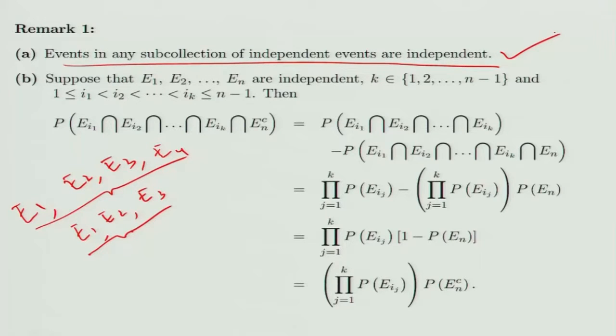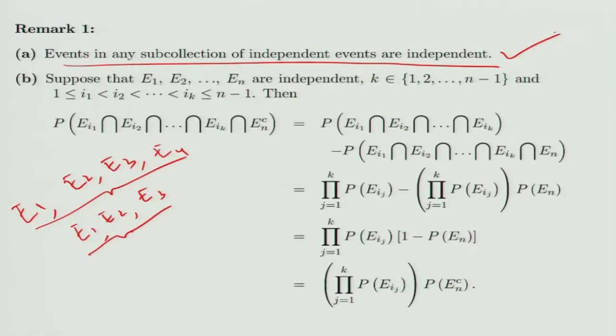Now let us look at a question. Suppose you are given a collection of independent events, E1, E2, En. What I do is convert some of the Ei's into their complements. Then is the resulting collection of events also independent? And the answer is yes.